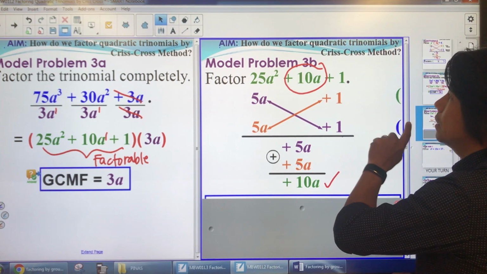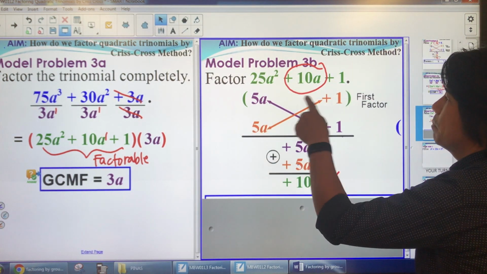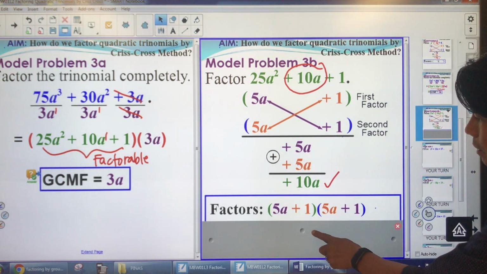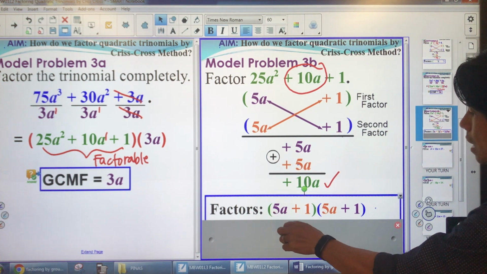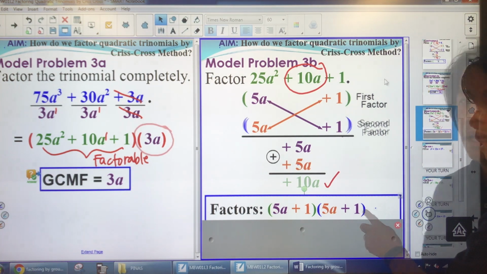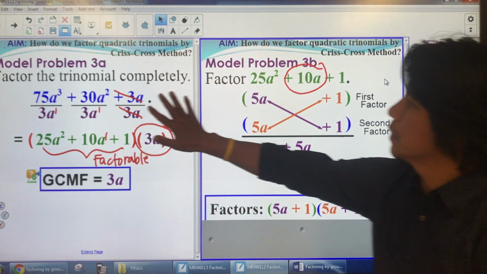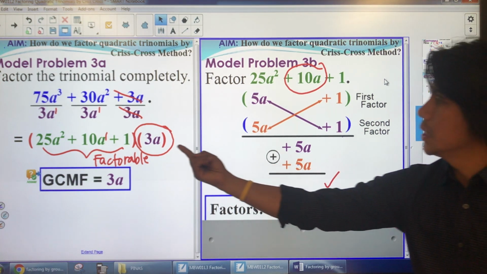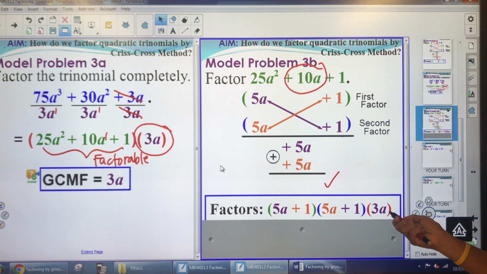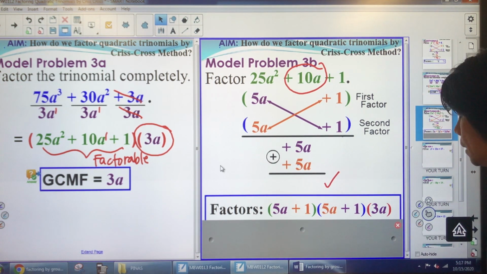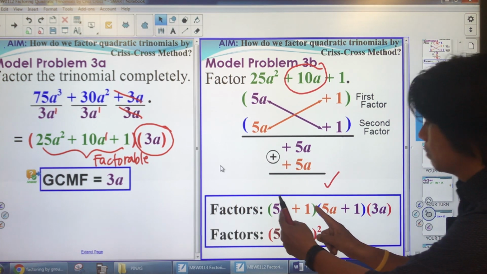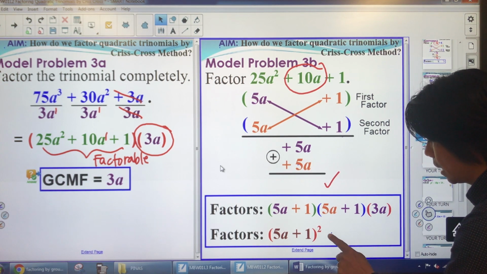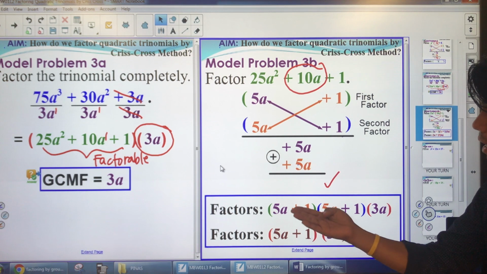So what is the first factor? It's this, 5a plus 1, and the second factor is 5a plus 1. And we're going to write them down here. So 5a plus 1 times the parentheses 5a plus 1 also. Are we finished? No, not yet. Remember, this problem is from this one, right? So what we need to do is to include the GCMF here, right there. So it's 3a. So you have now 3 factors. Or what you could do is to put these binomials together. So it's the square of binomial 5a plus 1. Then bring this down, 3a. You can leave your answer either way.